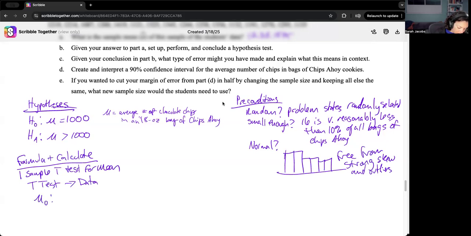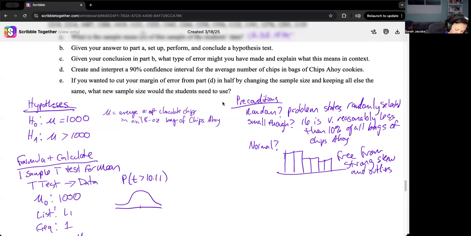Our null hypothesis is that there's 1,000. Our list is, I put the data in list 1. Our frequency list, I'm just going to make that be a 1 because I don't actually want a frequency list. And then our hypothesis is that mu is greater than the null. And so we get the probability that t is greater than 10.11.